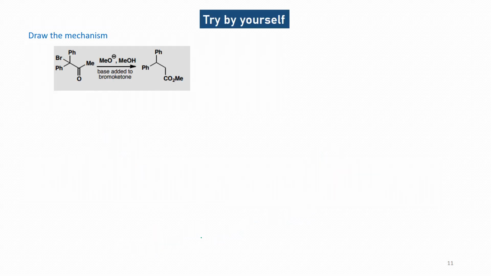Now in this case, you see there is an alpha hydrogen from this methyl, and an alpha bromine also. So we can perform a Favorskii type of reaction. So it's a hint. First try by yourself. I hope you will get the mechanism very easily.